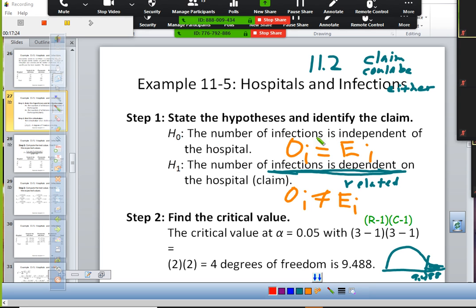So that's H naught. You are independent. You have no relationship. H1 would be that it is dependent. There is a relationship. It's related. So your homework is going to make you be more specific about that. For me, on the exam, I am just good with O sub I equals E sub I, and O sub I is not equal to E sub I. But for the homework, you're going to need to be more specific.